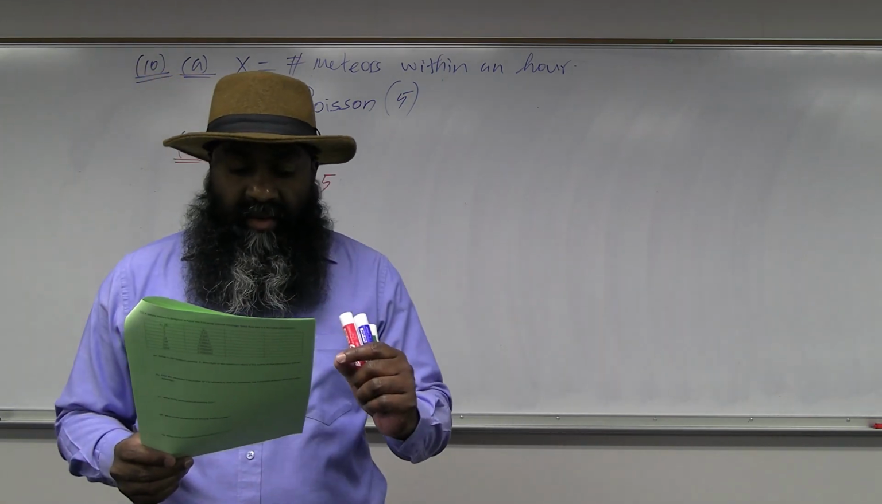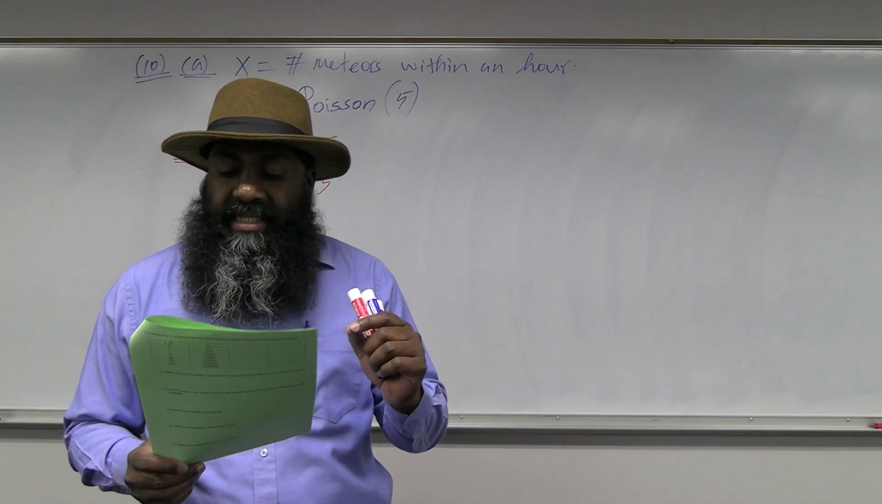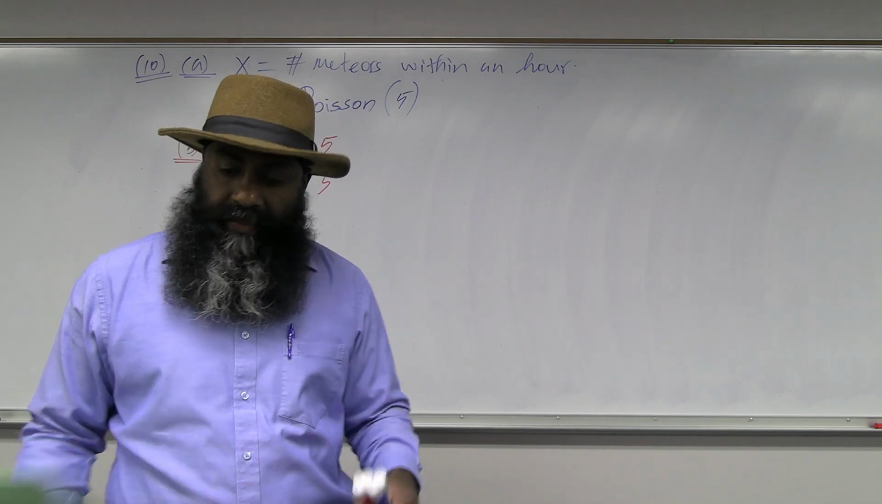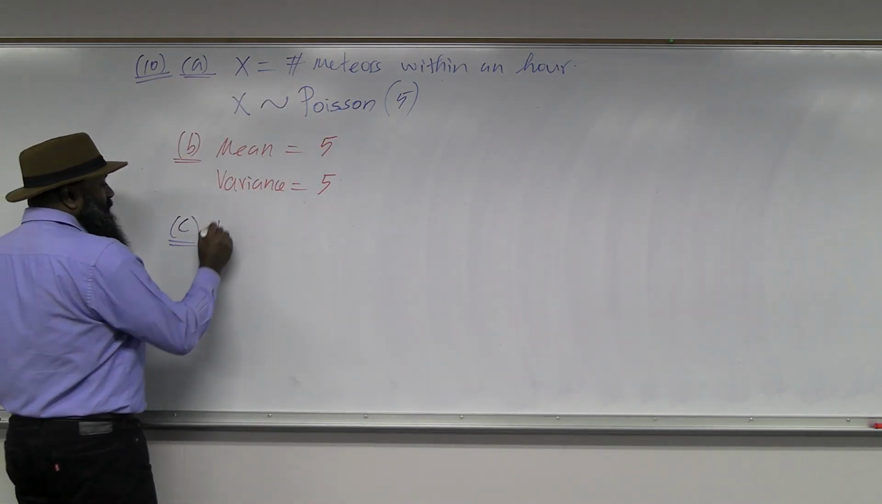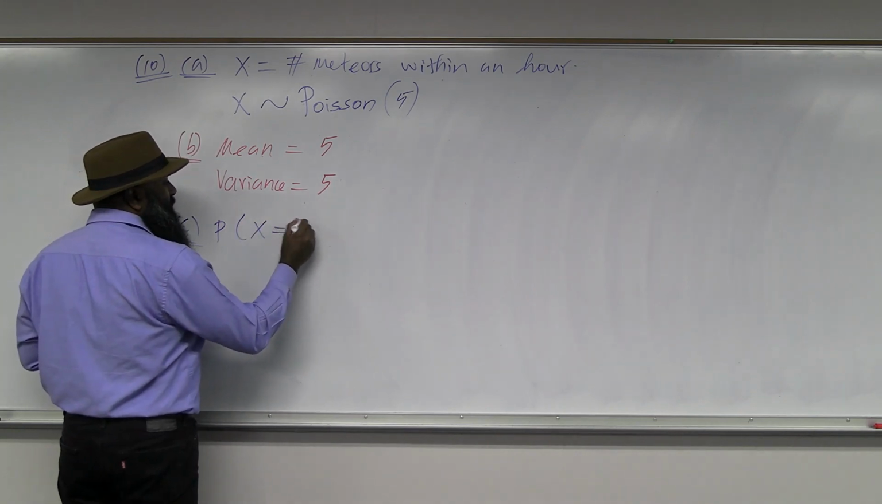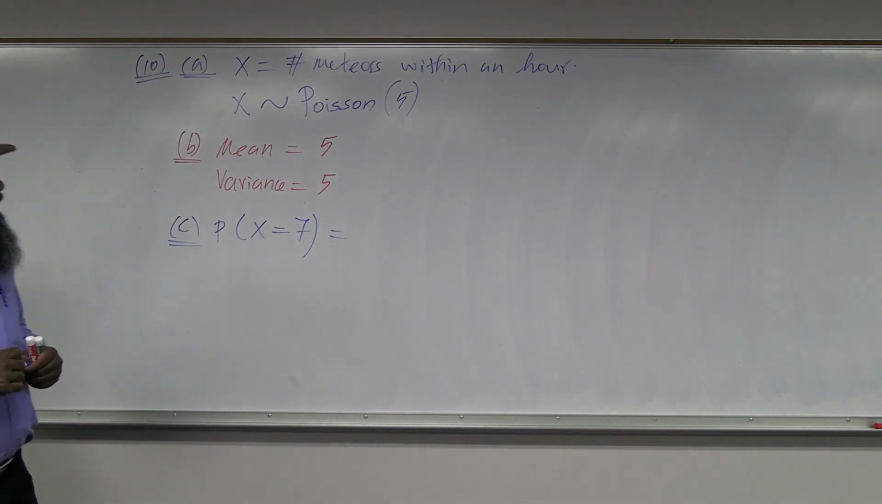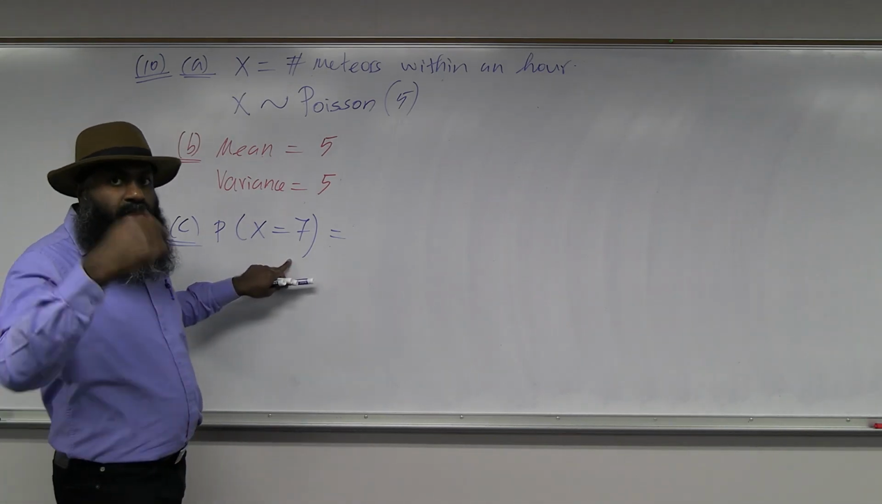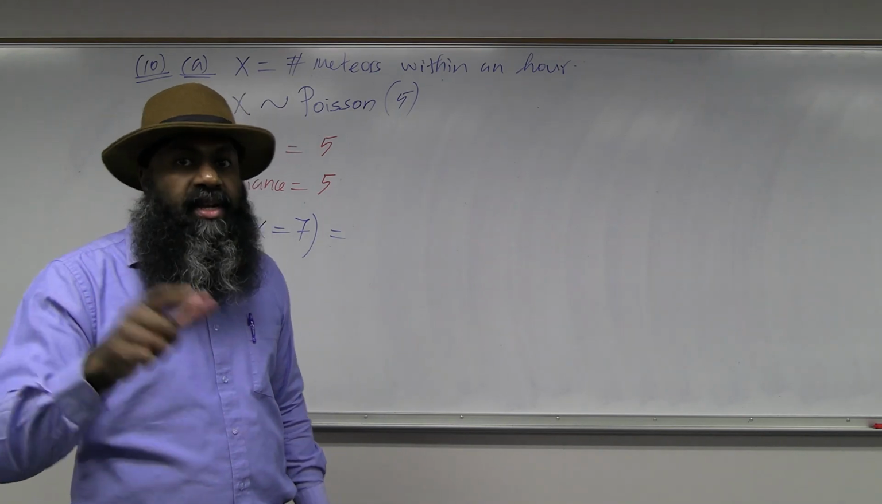Part C, if the sky is observed tonight, what's the probability that you will see exactly 7 meteors? That means I need the probability that X is equal to 7, exactly 7. So how can I find it? I have to go to distributions, select Poisson PDF, probability distribution function.